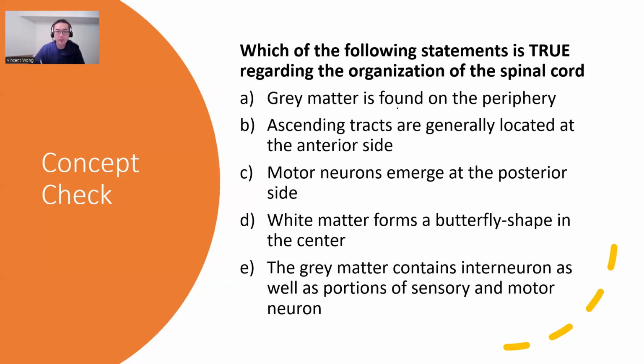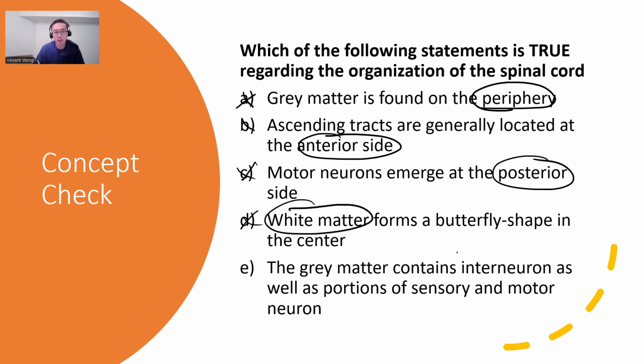So, gray matter is found on the periphery. That's wrong. For the spinal cord, gray matter is the butterfly. It is in the center. Ascending tracts are generally located on the posterior side. Motor neurons emerge at the posterior side. Now, motor neurons emerge at the front. Gray matter forms the butterfly, not white matter. And this is correct. Okay.